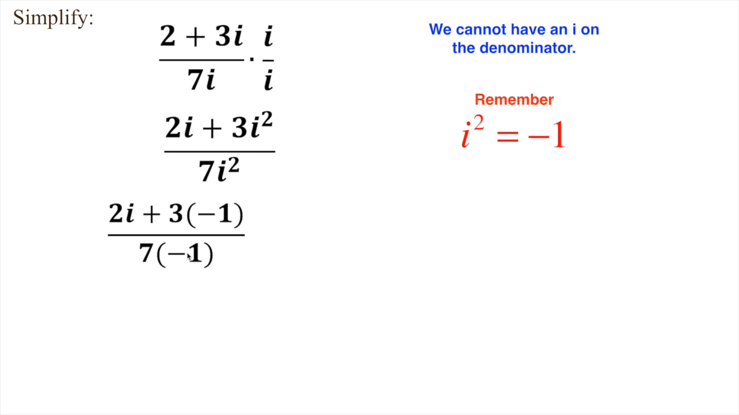All right, so we've got negative 1 here. This is 3 times negative 1. This is 7 times negative 1. So let's take that a step further here. I've got 2i minus 3 over negative 7. Now we're close to being done on this one.